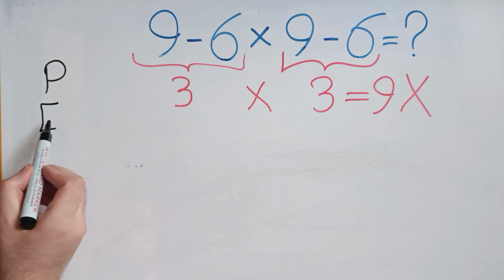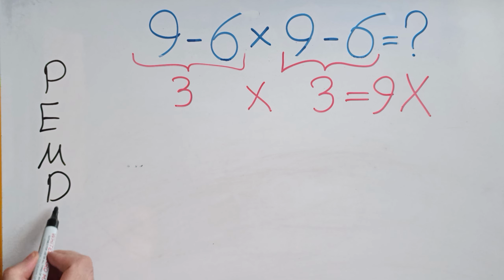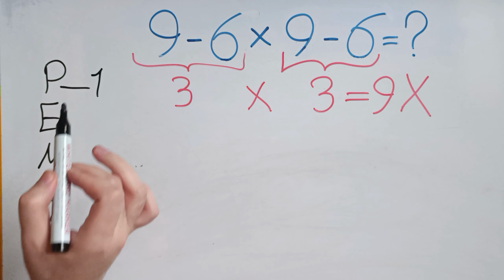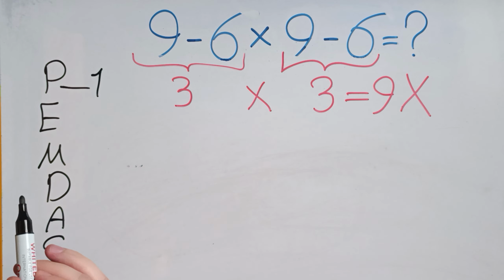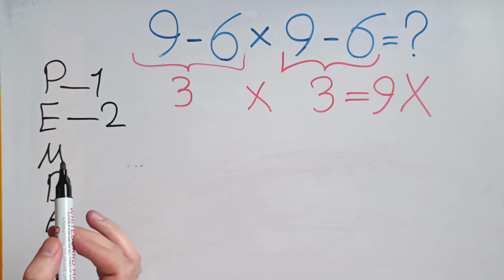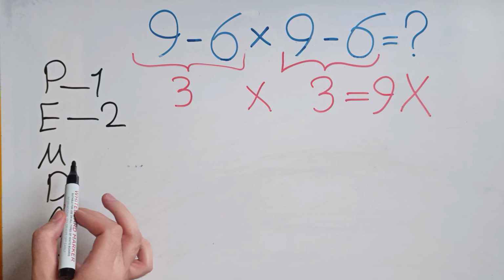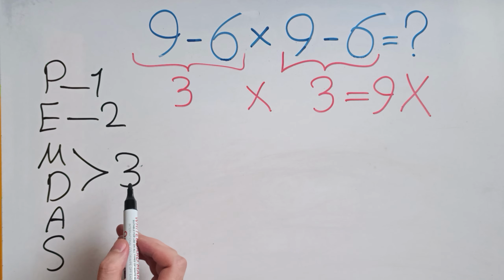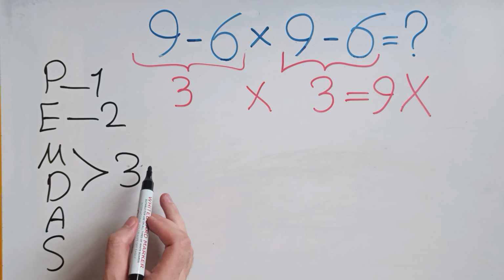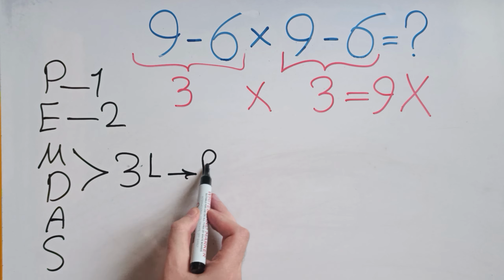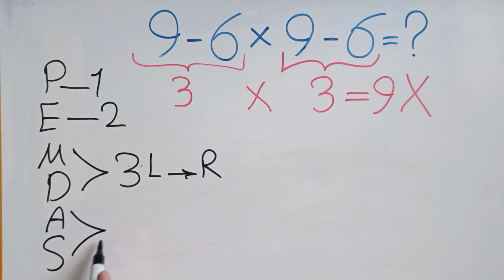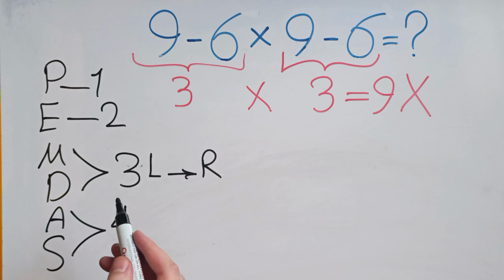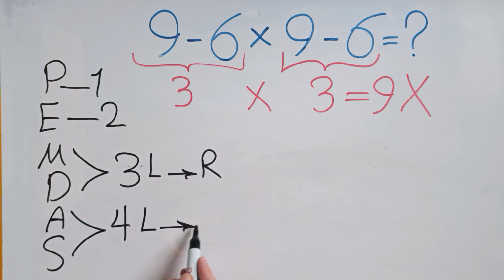Look, PEMDAS is just a simple trick to remember the order of operations in math from first to last. First, P is for parentheses, so you always clear those out first. Next is E for exponents, like powers and roots. Then you have M and D for multiplication and division. These two are on the same level, so you just solve whichever one comes first, from left to right. Finally, you get A and S for addition and subtraction, which work the exact same way. You just finish them up from left to right.